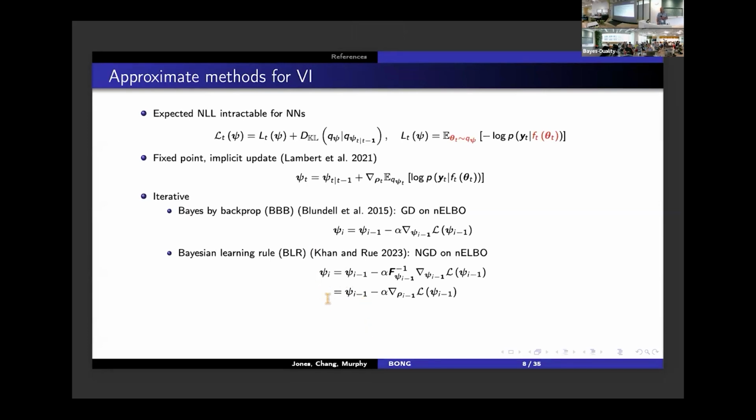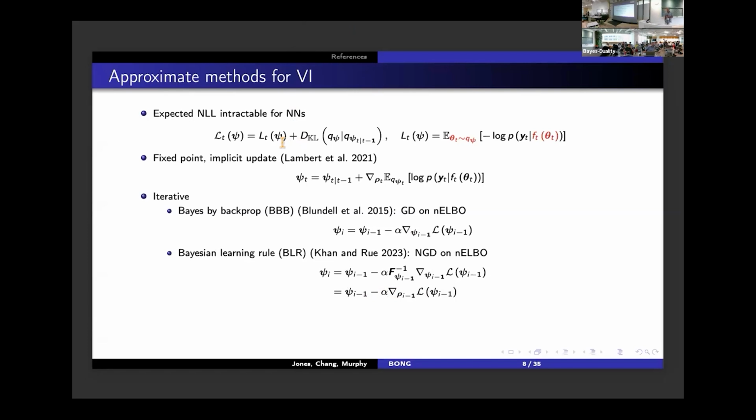The new natural parameters are equal to the old natural parameters plus a natural gradient of the VI loss. And this VI loss decomposes in this way, but you can decompose it in the other way as well, where the entropy shows up instead of the KL regularizer. Yeah. What do the sub-indices on psi and rho mean?